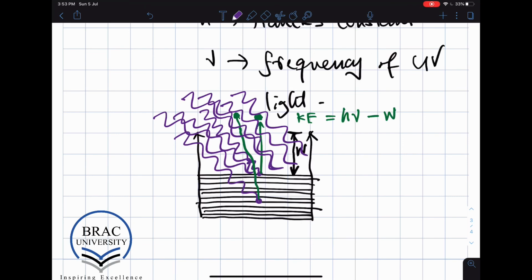So this is how Einstein, with a very simple assumption that light carries energy in quanta and that those energies are absorbed in whole quanta, explained the photoelectric effect.